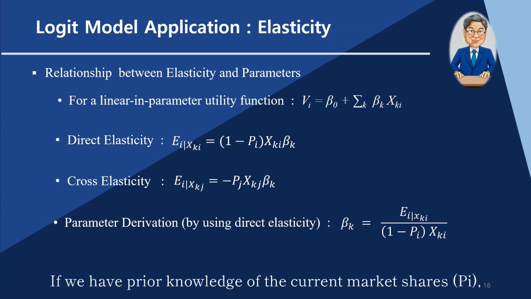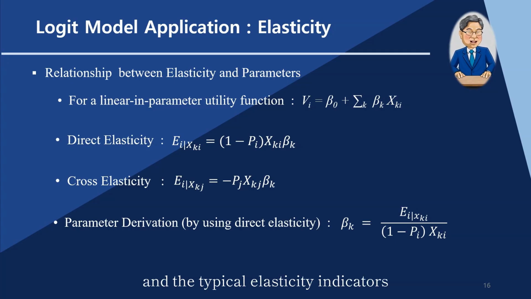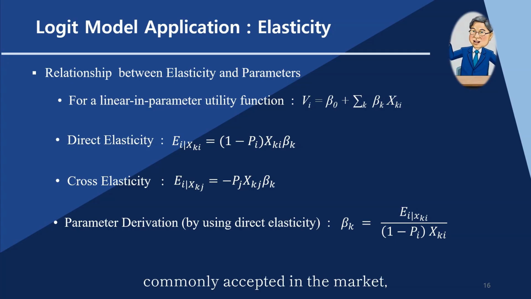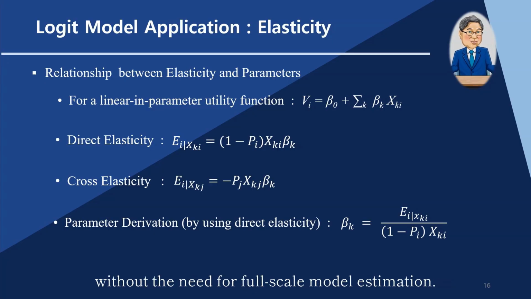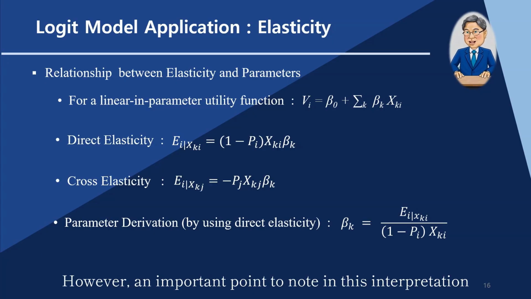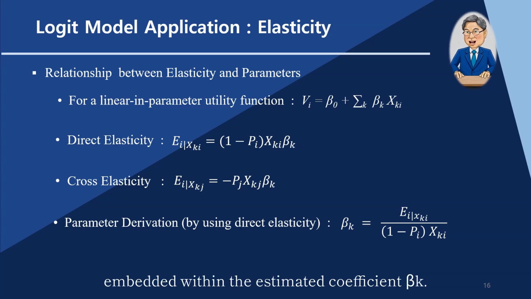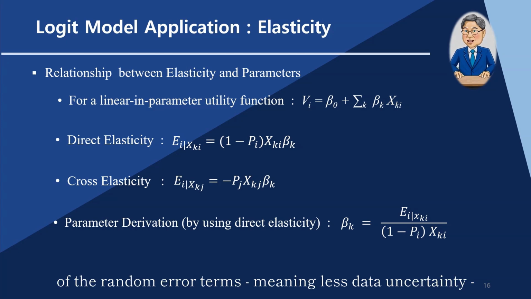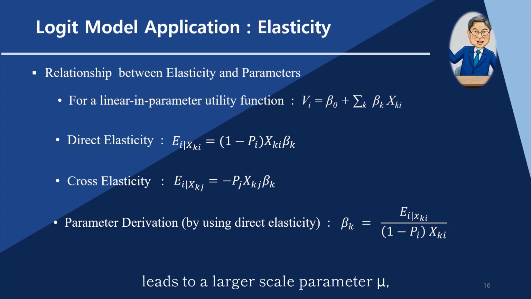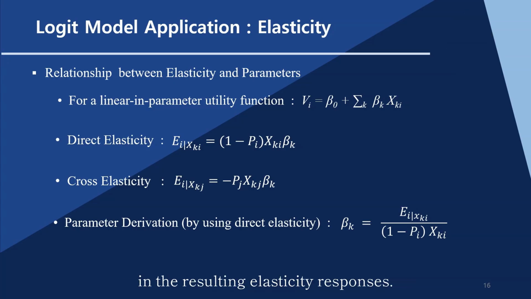If we have prior knowledge of the current market shares, Pi, the variable values, xki, and the typical elasticity indicators commonly accepted in the market, we can rapidly derive approximate coefficient values without the need for full-scale model estimation. However, an important point to note in this interpretation is the fact that the scale parameter, mu, is inherently embedded within the estimated coefficient beta k. Therefore, we must maintain the insight that a smaller variance of the distribution of the random error terms, meaning less data uncertainty, leads to a larger scale parameter mu, which in turn produces greater sensitivity in the resulting elasticity responses.